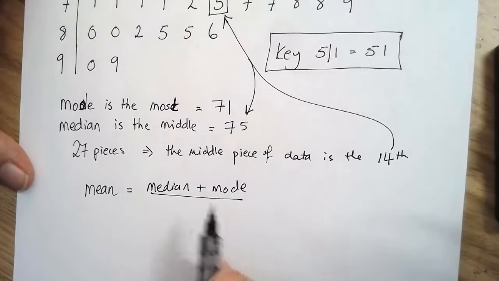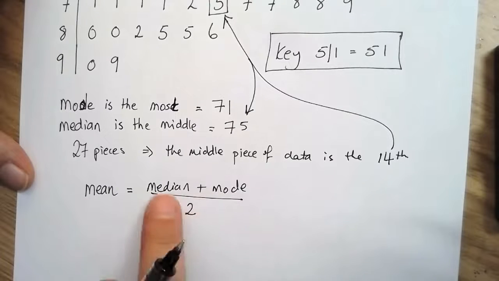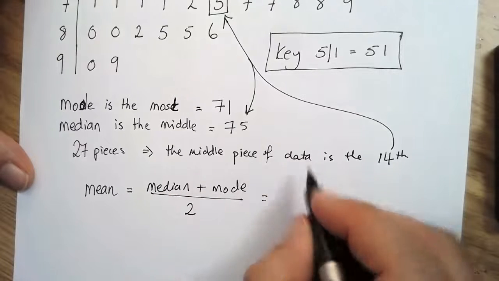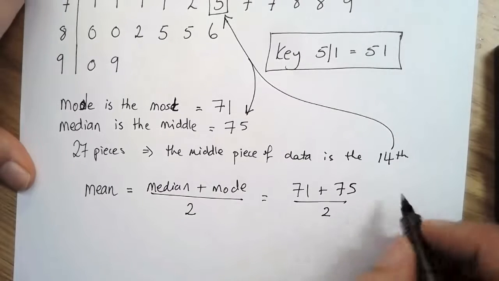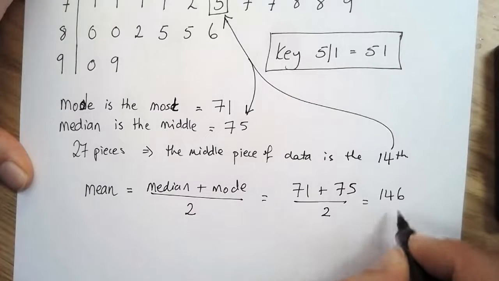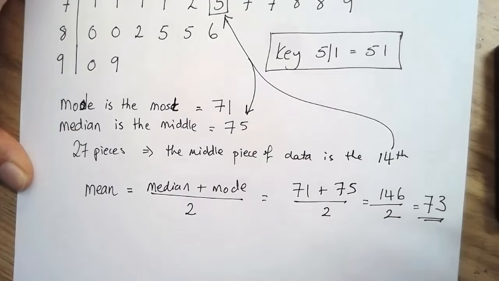Well, we've got two pieces of data, so we're going to divide by 2 because it's the mean piece of data. And we're just going to replace where it says median and mode with 71, 75, which gives us 146 divided by 2, which is 73. So the answer here is actually 73.